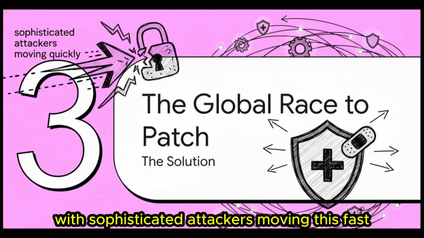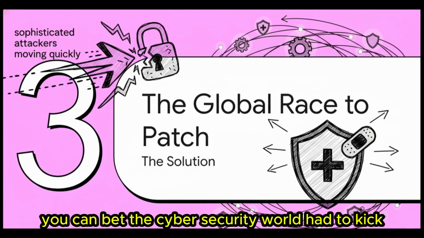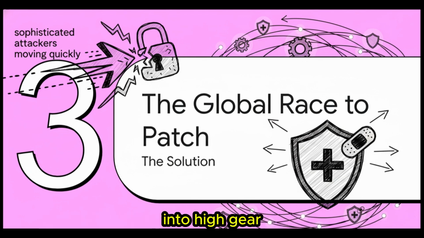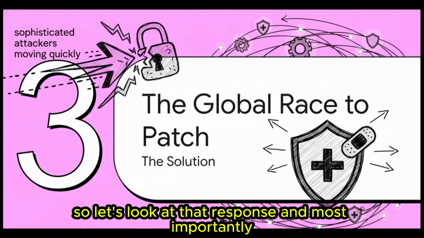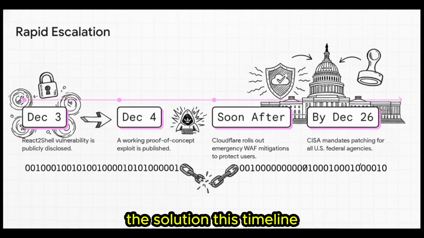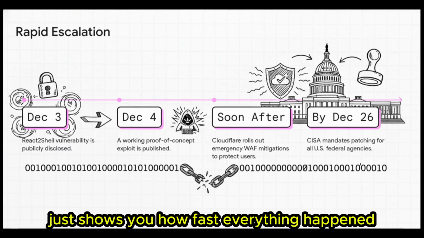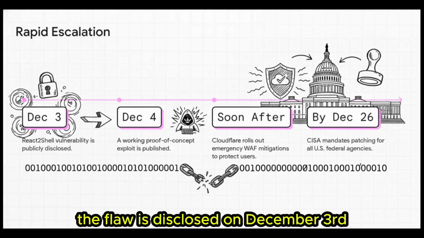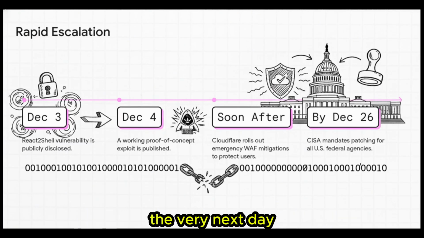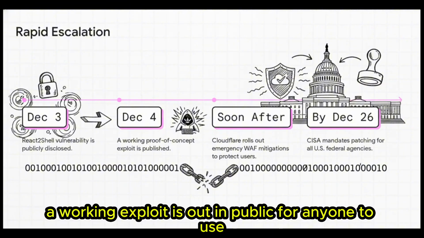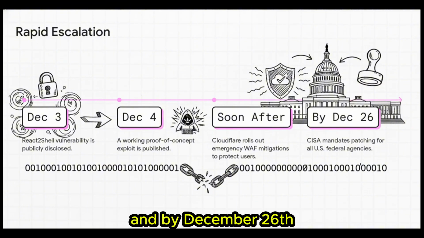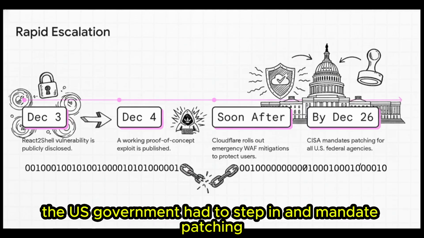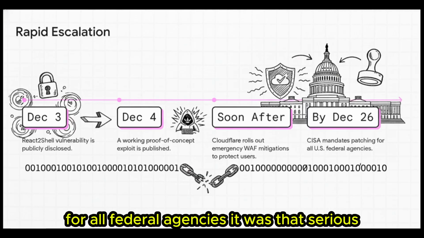With sophisticated attackers moving this fast, you can bet the cybersecurity world had to kick into high gear. This started a global race to get this flaw patched. So let's look at that response and, most importantly, the solution. This timeline just shows you how fast everything happened. I mean, look at this. The flaw is disclosed on December 3rd. The very next day, a working exploit is out in public for anyone to use. Almost immediately, big players like Cloudflare rushed out protections, and by December 26th, the US government had to step in and mandate patching for all federal agencies.